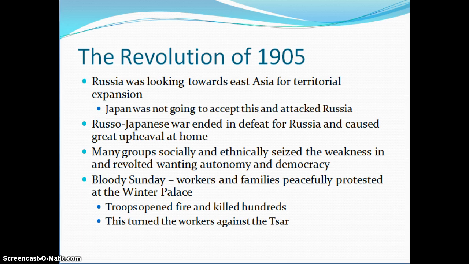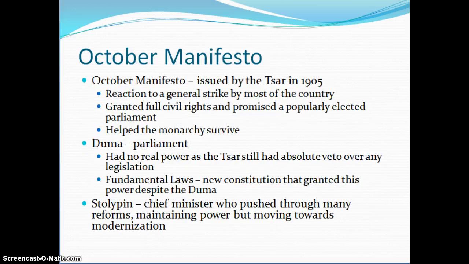And it starts with Bloody Sunday. And Bloody Sunday is really an instigating factor. Workers and families peacefully protested outside the Winter Palace. Orders were given. Troops opened fire and killed hundreds. This was bad publicity. It was a bad move all around. And this turned all of the workers, some of which had still kind of hung on with the Tsar, against the Tsar. And it was very detrimental and was signaling the end.